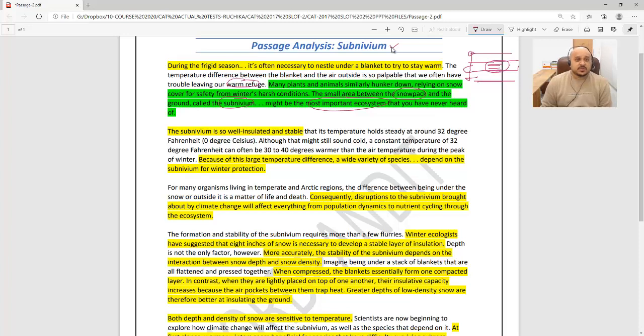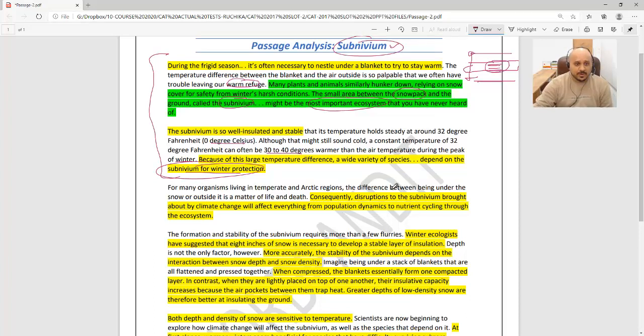The subnivium is so well insulated and stable that its temperature holds steady at around 32 degrees Fahrenheit, 0 degrees Celsius. Although this might still sound cold, it definitely does. A constant temperature of 32 degrees Fahrenheit can often be 30 to 40 degrees warmer than the air temperature during the peak of winter. So outside of this, the temperature might be minus 30 or 40 degrees Celsius. Because of this large temperature difference, a wide variety of species depend on the subnivium for winter protection. So now the first two paragraphs effectively give you an introduction and they highlight to you what the subnivium is all about.